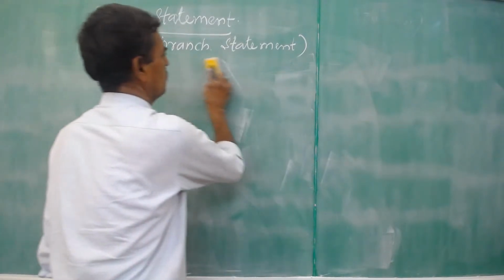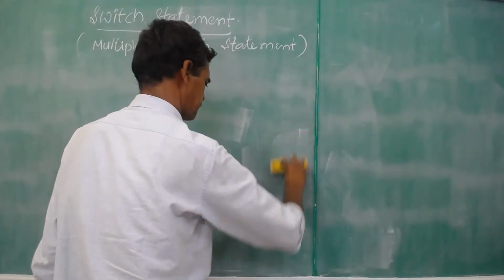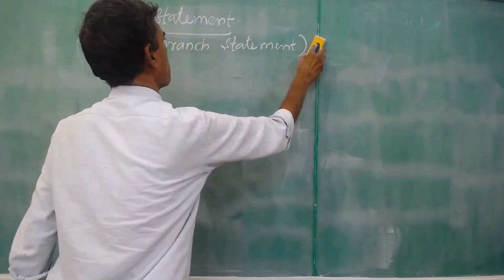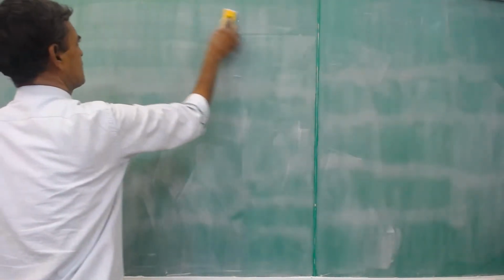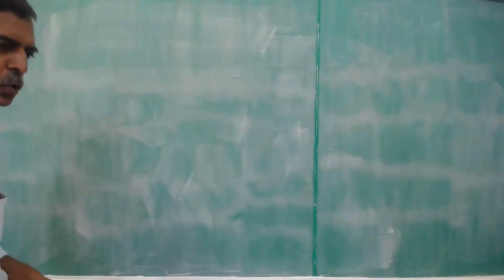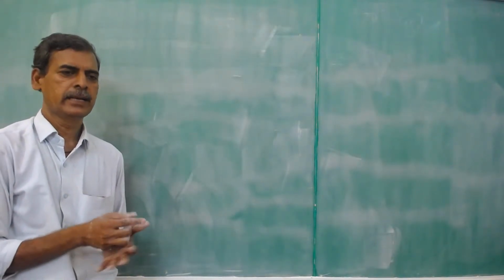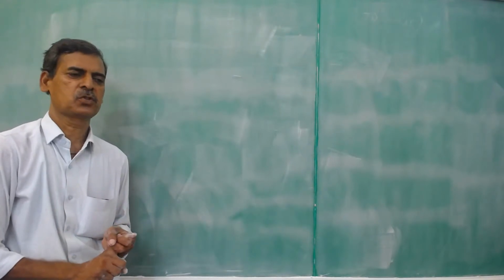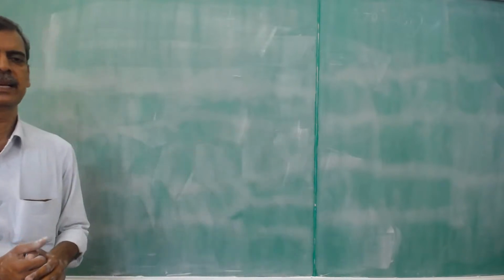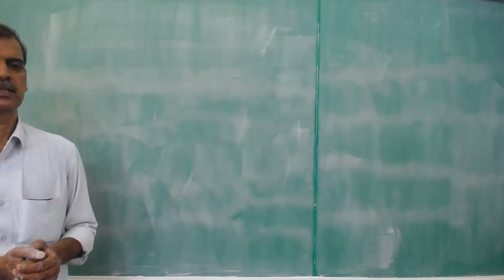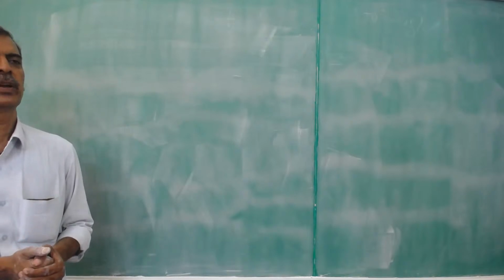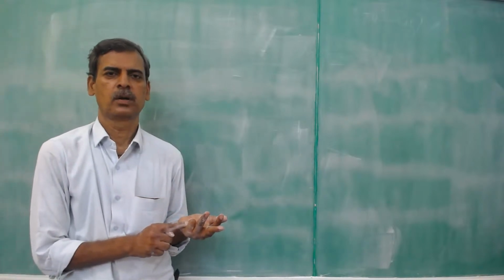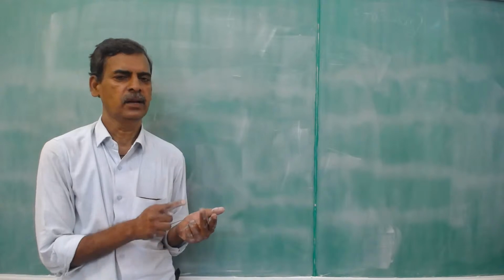Okay, the next control statements. The second type of control statements, as I told you, there are two types of control statements. One is selection statement, second one is iteration statement. Iteration refers to execution of statements repeatedly, looping. Looping statements are also called iteration statements. So we have three types of iteration statements: while loop, do while loop, and for loop.